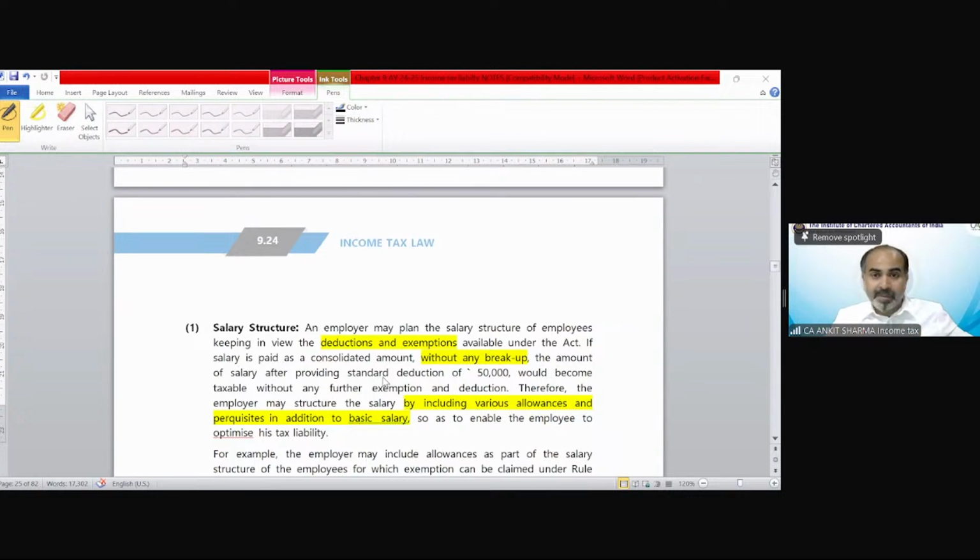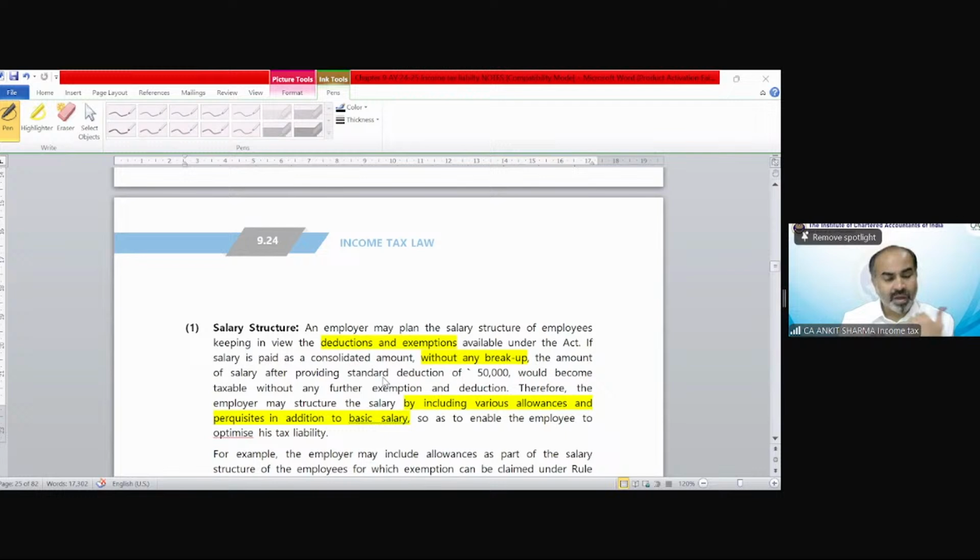An employer may plan the salary structure of an employee keeping in view the reduction and exemption available under the Act. If salary is paid as a consolidated amount without any breakup, the amount of salary after providing standard deduction of 50,000 would become taxable without any further exemption and deduction. Therefore, the employer may structure the salary by including various allowances, etc., so that it would be more tempting to an employee.